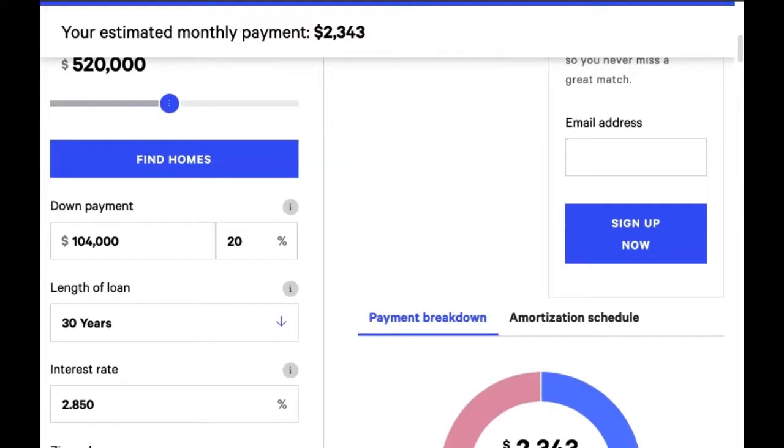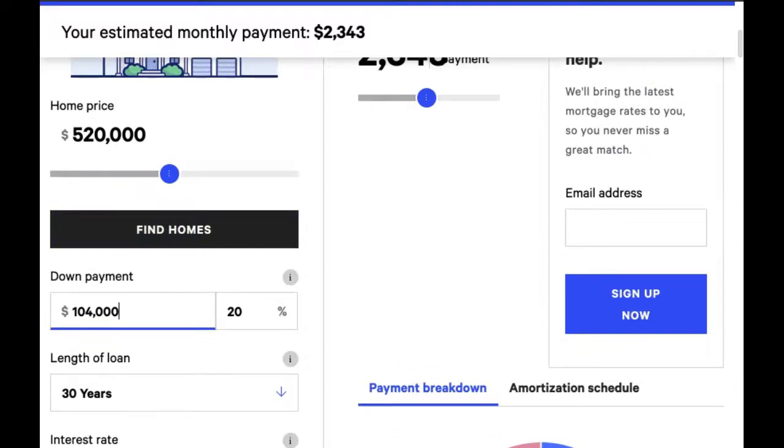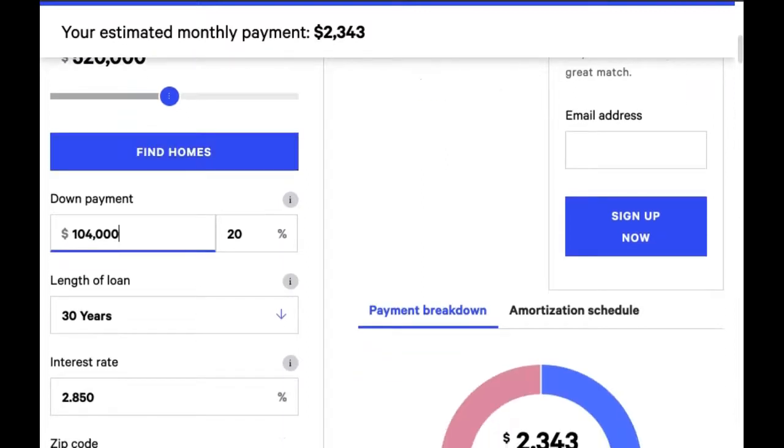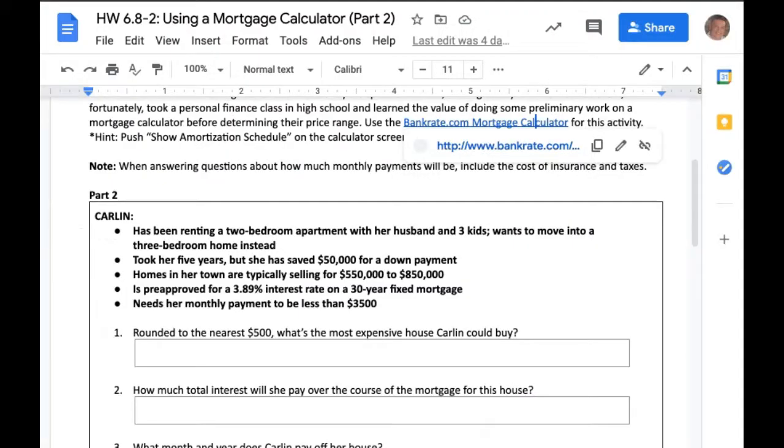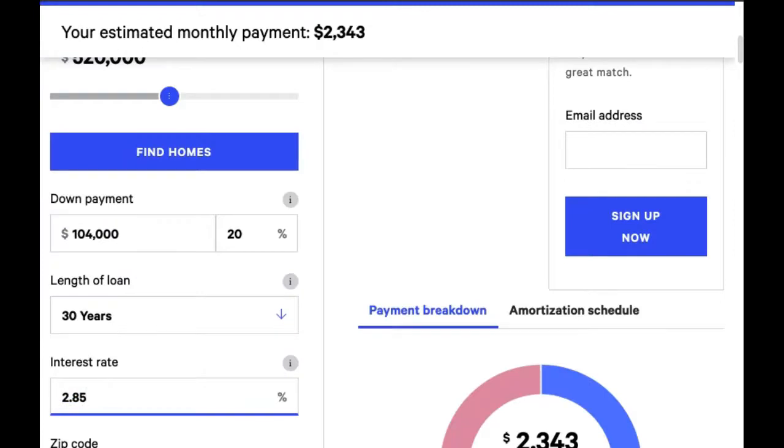So right here, for example, if the down payment was $104,000, which is 20%, ideally you have a 20% down payment. In order to get most of the best interest rates, you typically need about a 20% down payment. It doesn't mean you won't get a loan, but sometimes the interest rate might be a little bit higher as a result. We're going to go with a 30-year fixed loan. And you're going to change the interest rate to what the problem says, 3.89%, and change the down payment to $50,000.